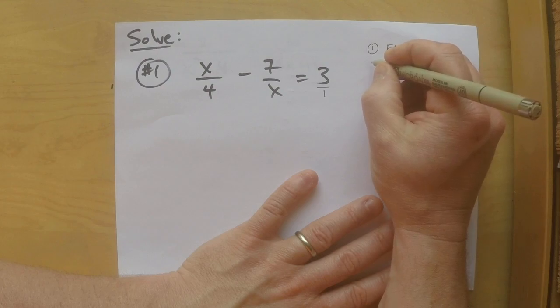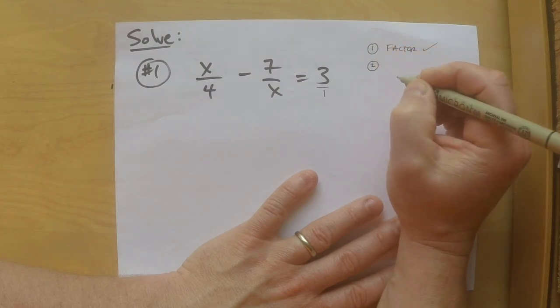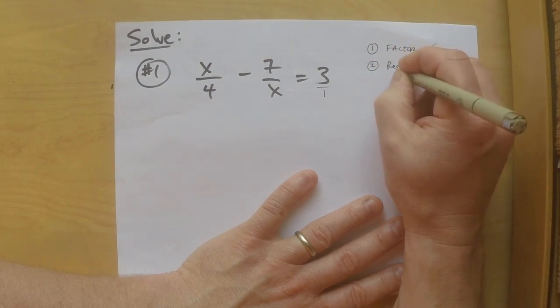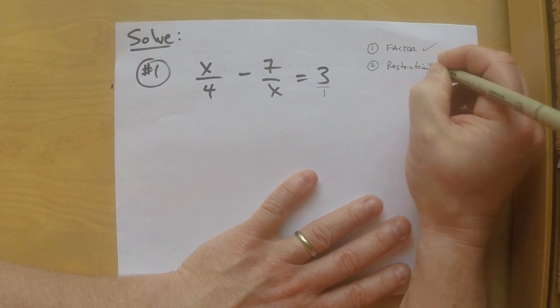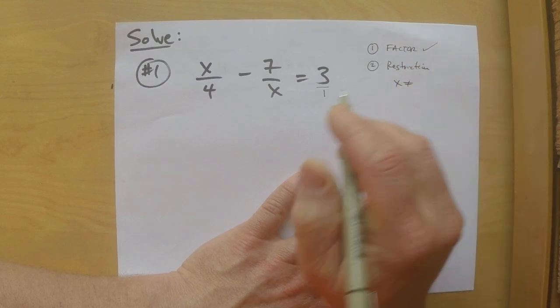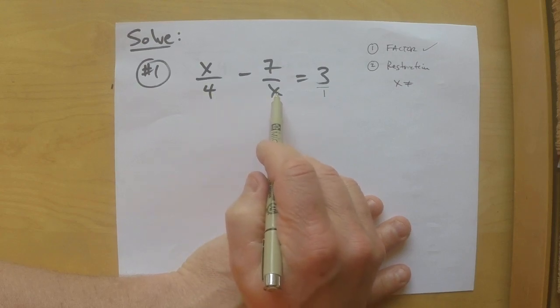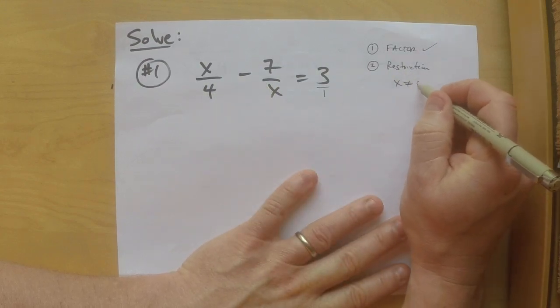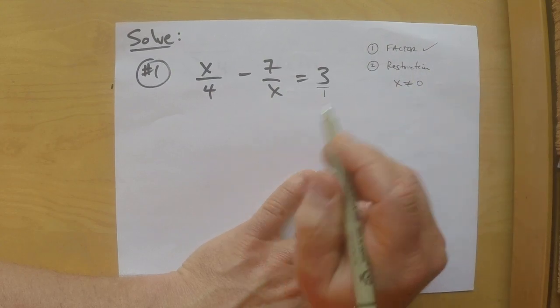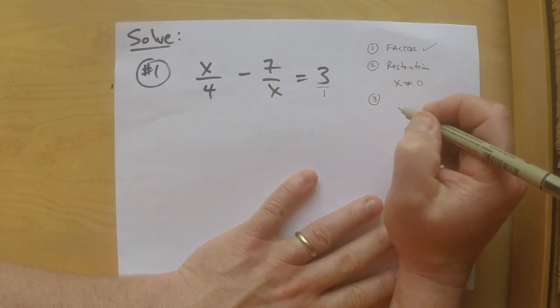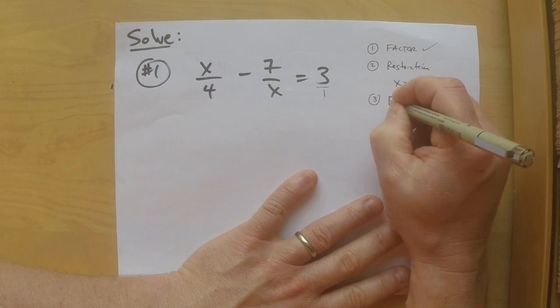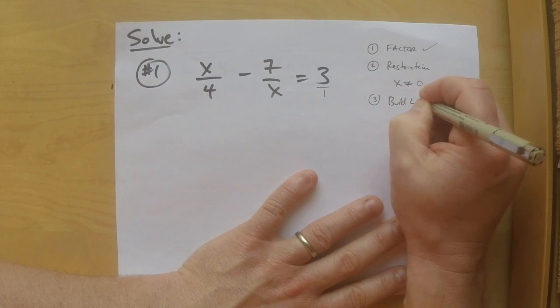Next thing, after you've factored it, I would state the restrictions, much like we've done before. So in this case, what are bad values of x? Well, look on the denominator. No x there, so nothing to worry about. Bad x here, 0, because remember, you're not allowed to have 0 denominators. Do that next. Third step, what I do is I build the LCD.